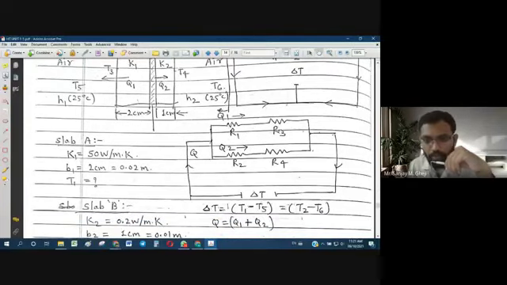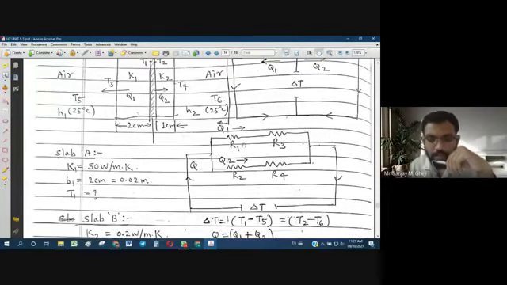So there are two parallel paths, and in those parallel paths again these two resistances are in series, like R1 and R3 are in series, and R2 and R4 are in series in their individual paths. Their combination is coming in parallel. R1 and R3 together are in series, R2 and R4 together are in series, and their series combinations are coming in parallel with each other.